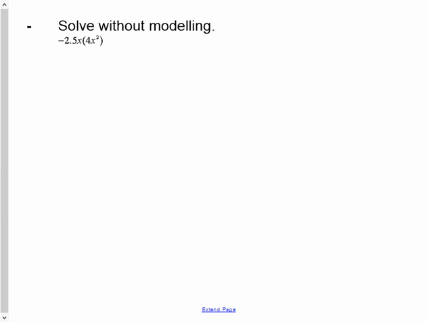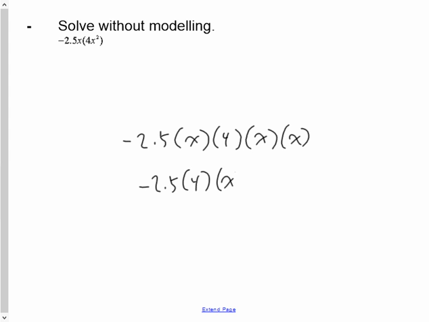Here we have a decimal coefficient, but the procedure is still the same. So it's a negative 2.5 multiplied by x multiplied by 4 multiplied by x multiplied by x, because that's what x squared is, right? 4x squared. Rearrange your terms. Negative 2.5. Well, 2.5 times 4 is 10, and a negative times a positive is a negative. X times x times x in exponential form is x cubed. And therefore, in simplified form, you get negative 10x cubed.